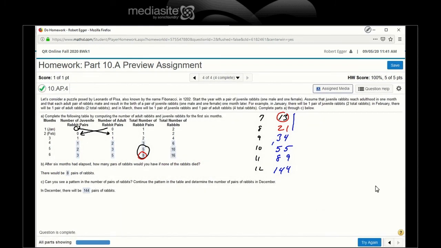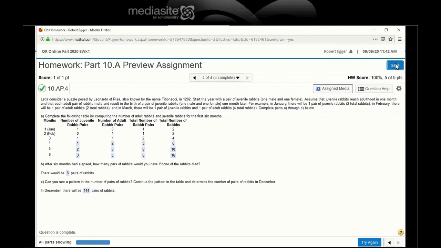Okay. Yeah, so once we have the first couple months' worth, all we're going to do is, to get this month, we look at the 2 previous months. To get that month, look at the 2 previous months and add them up. Pretty wild.